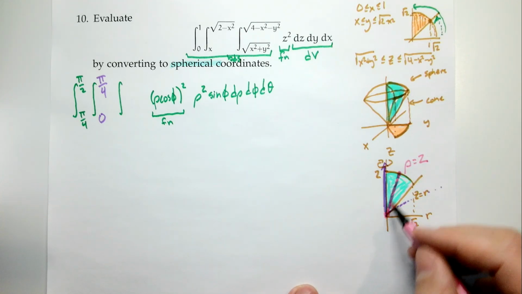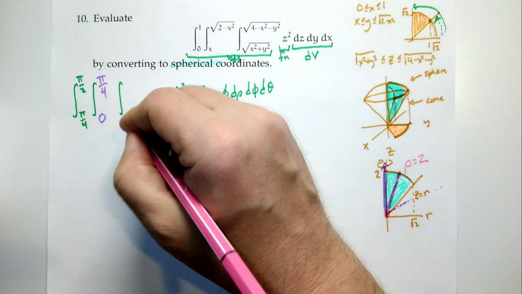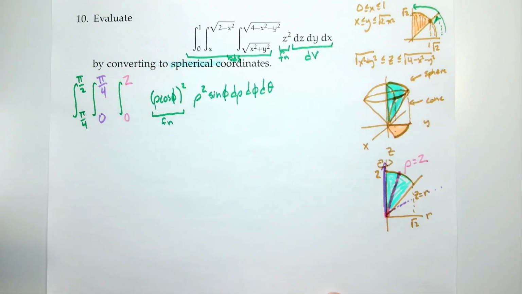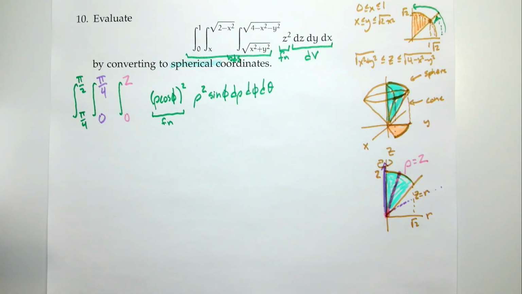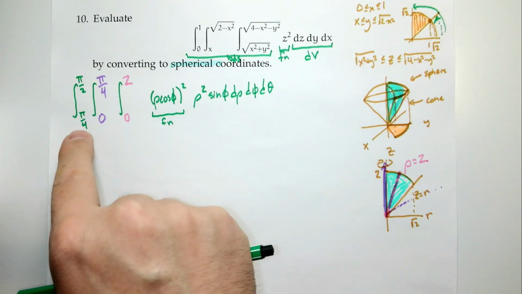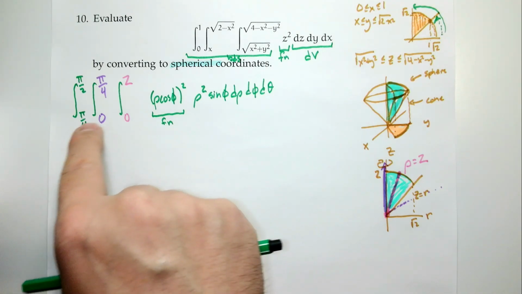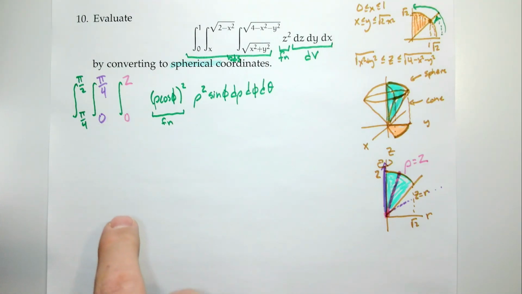So we go from 0 out to 2. 0 to 2. Now, what do you see? I'll tell you what I see. I see some really nice bounds. Beautiful bounds. The reason I say these are beautiful bounds is that they only involve numbers.